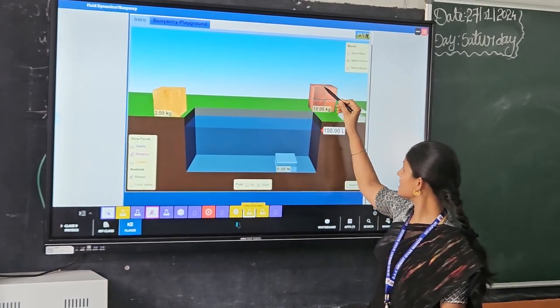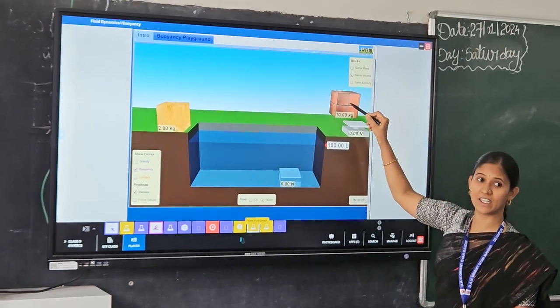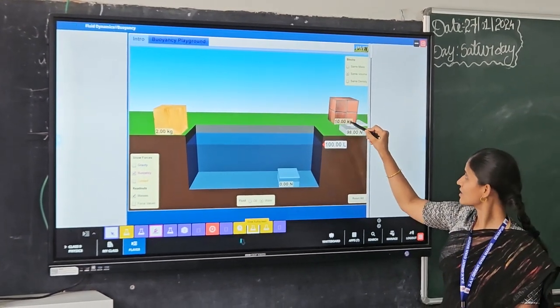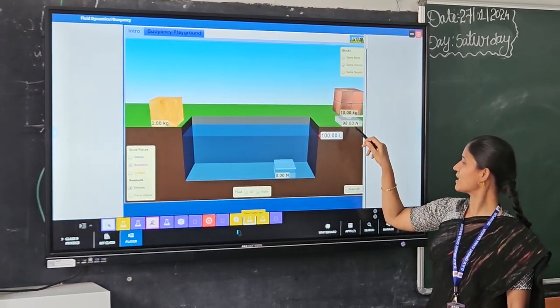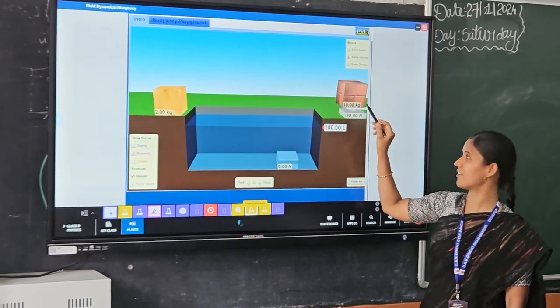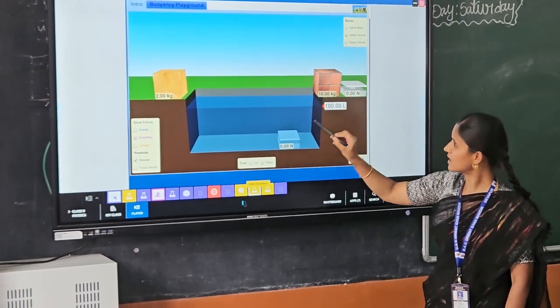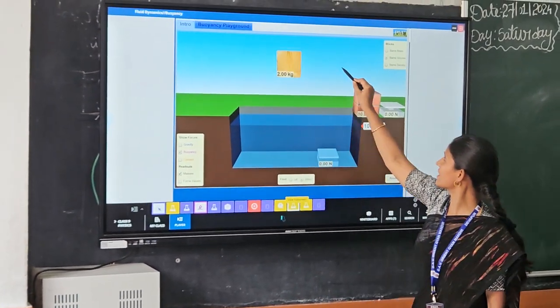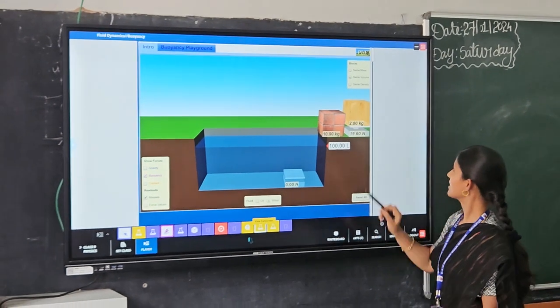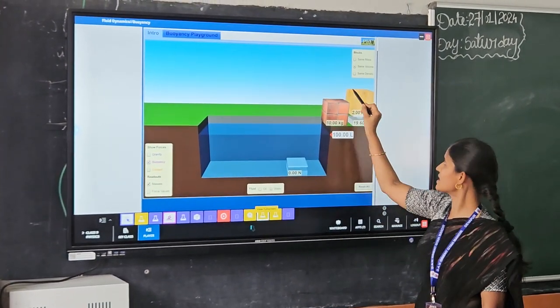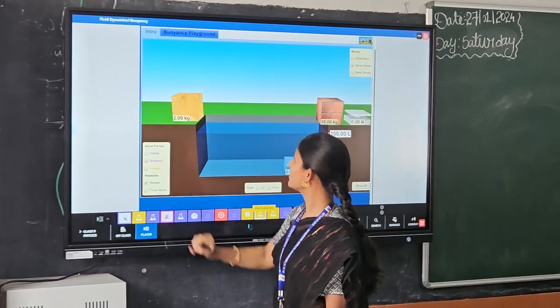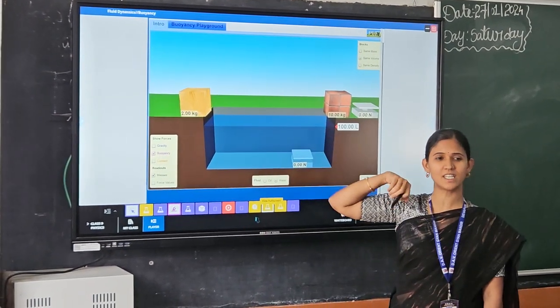Now let me check the gravity acting on it. So see. Obviously, 98 newtons of gravity is acting on this. Now let me check the wooden block's gravity. 19.60 newtons of gravity is acting on this. Now, shall I throw these in the water and see? Yes.